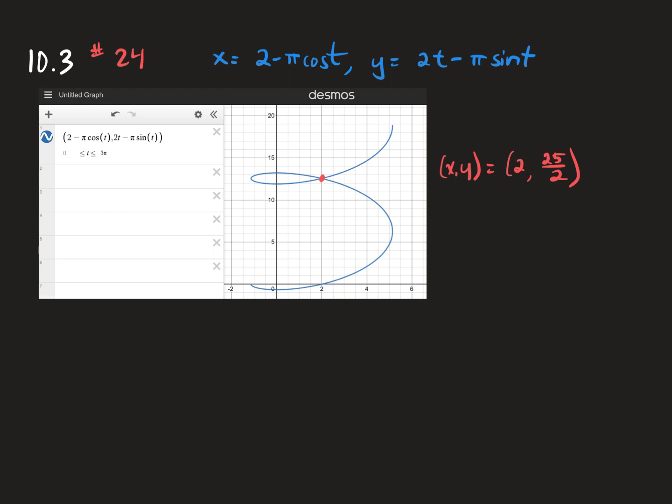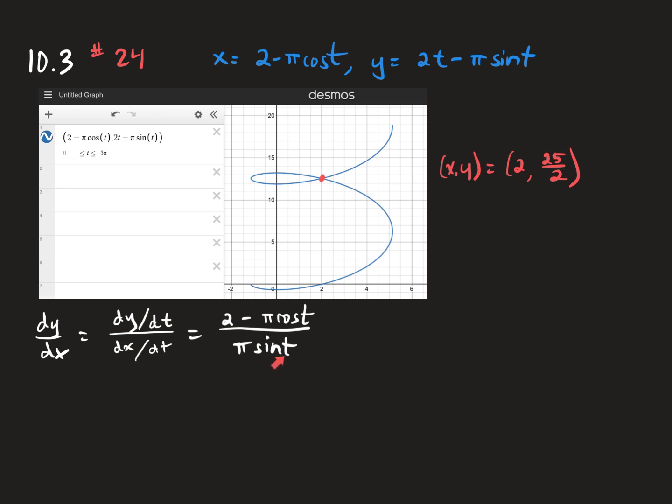They just graphed it and said, hey, look, they cross at 0, 2. So we're just going to graph it and say, hey, look, they cross at 2, 12.5. All right, so what are the equations of the tangent lines at that point? We need to know the slope, which is dy/dt over dx/dt, which is this. So let's find the slope when x is 2 and y is 25 over 2.